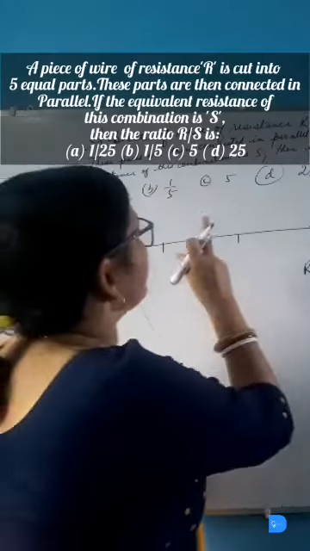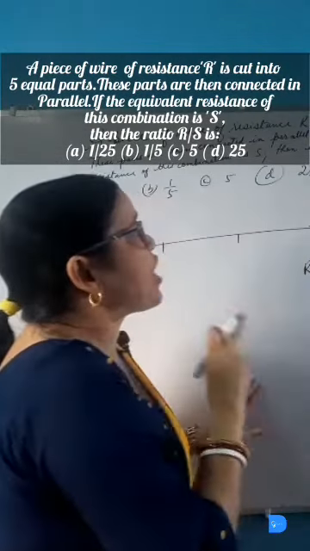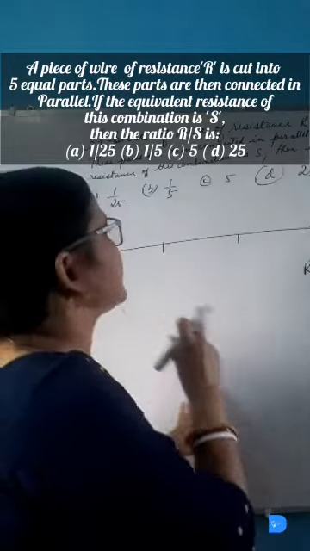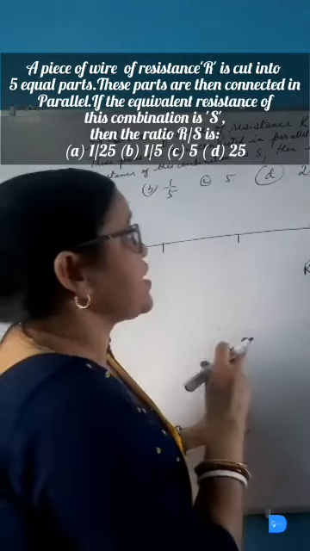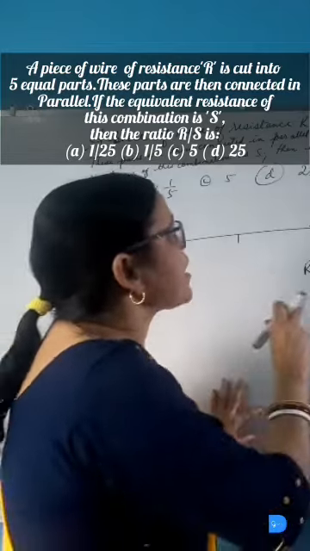A piece of wire of resistance R is cut into 5 equal parts. These parts are then connected in parallel. If the equivalent resistance of this combination is S, then find the ratio of R to S.